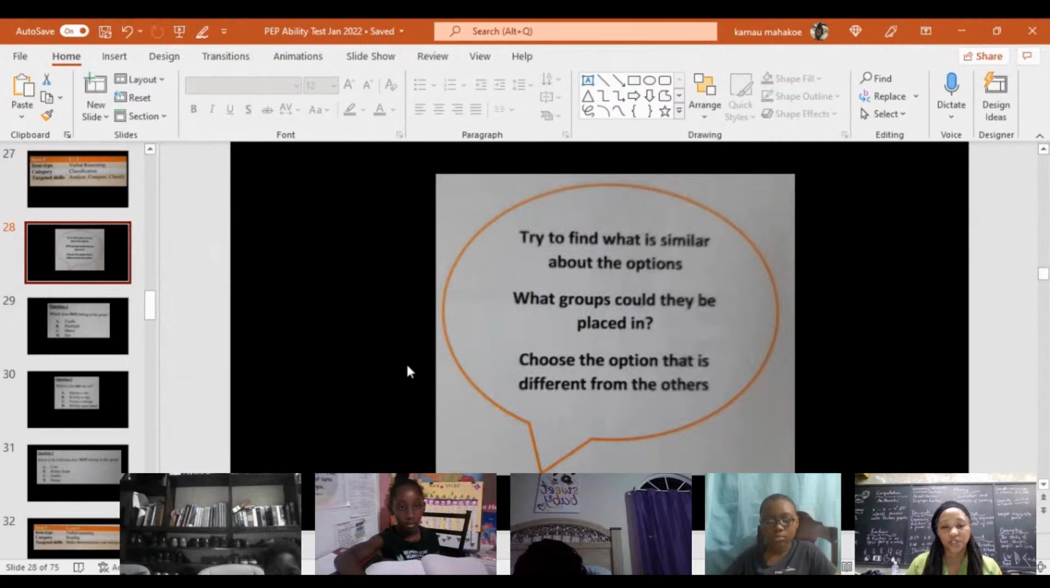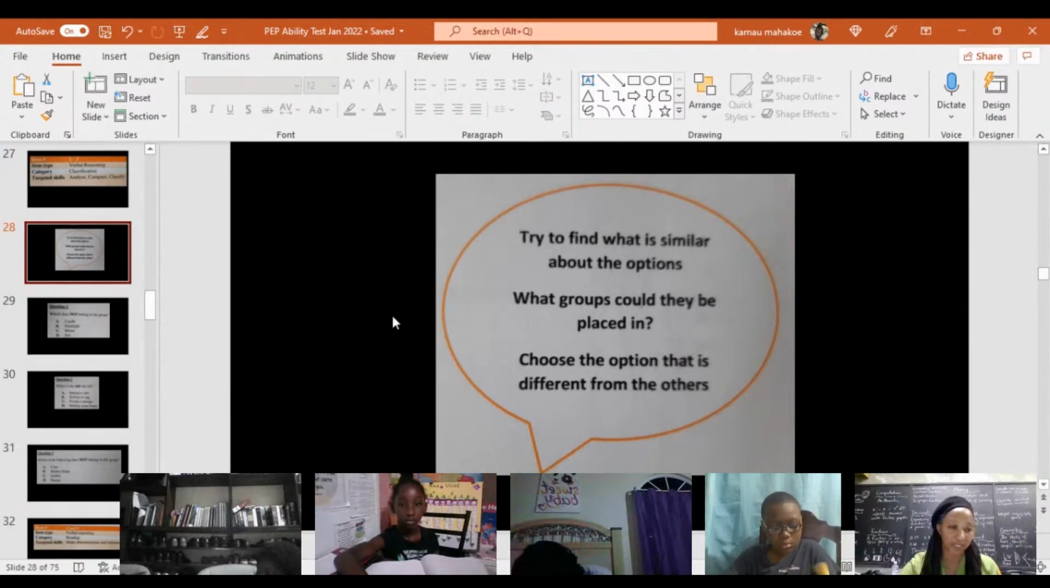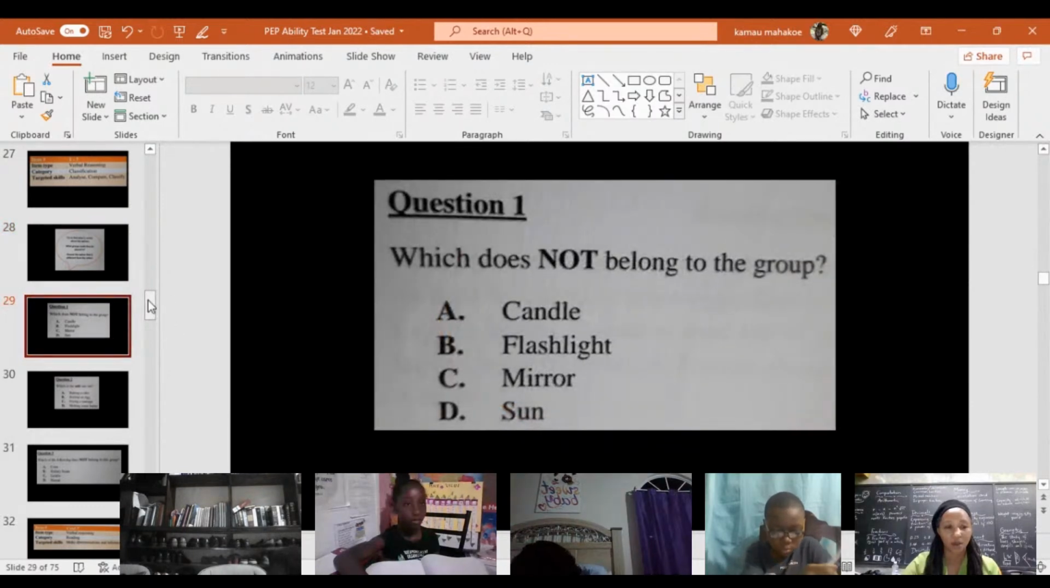So we are encouraged to try to find what is similar about the options, what groups they could be placed in, and choose the option that is different from the others. So we're given a set of items, and we're going to decide what unites them, what is similar. But then there's one that, even though it's similar to the others, has something about it that makes it stand out, and we're asked to identify what that one is.